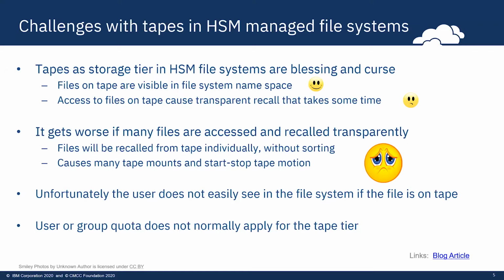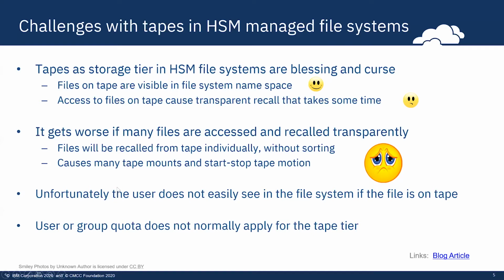Access to files on tape causes transparent recalls, and that takes some time, right? And now a little bit of cursing starts, and it gets even worse if many files are accessed and recalled transparently. So just imagine a user copies like 100 files, 1,000 files from a directory, and these are all on tapes, then these files will be recalled from tape individually without being sorted. So we see a lot of tape motions, tape being mounted, unmounted. We see a lot of start-stop motion on the tapes, and this makes tape operations really slow.